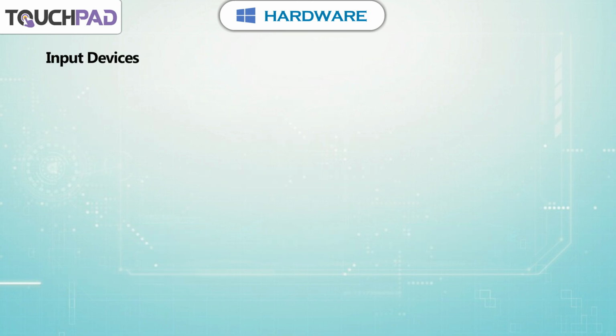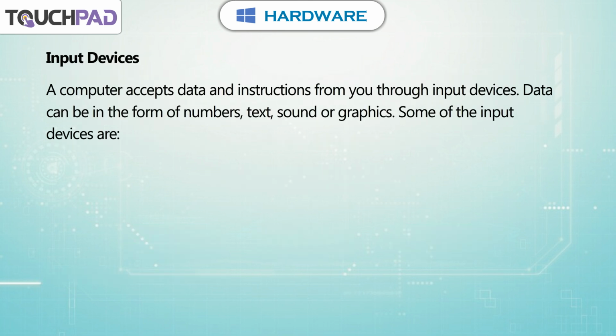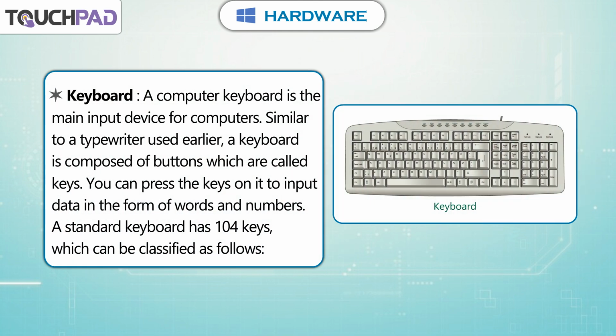Input devices. A computer accepts data and instructions from you through input devices. Data can be in the form of numbers, text, sound, or graphics. Some of the input devices are keyboard. A computer keyboard is the main input device for computers. Similar to a typewriter used earlier, a keyboard is composed of buttons which are called keys. You can press the keys on it to input data in the form of words and numbers.